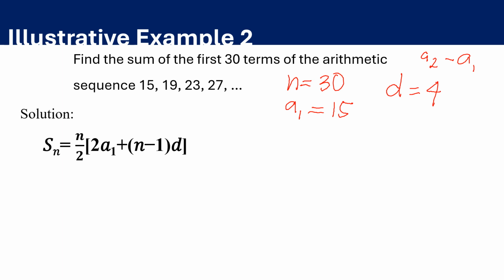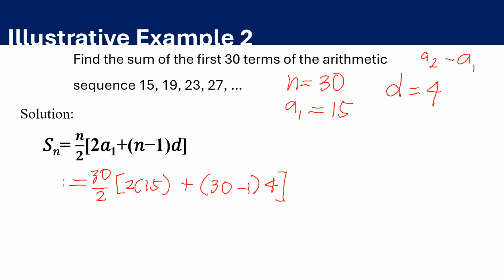So this will be equal to n over 2. Your n again is 30. So that's 30 divided by 2 times 2 is constant. Your a sub 1 is 15. So 2 times 15 plus, you already know your n is 30 minus 1 times your common difference, which is 4.